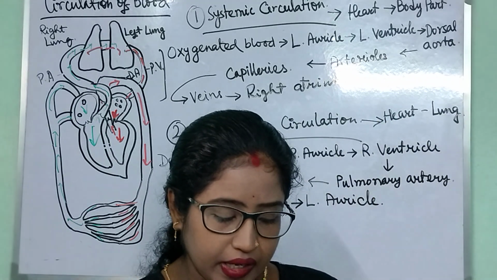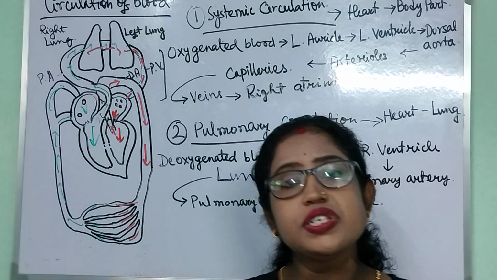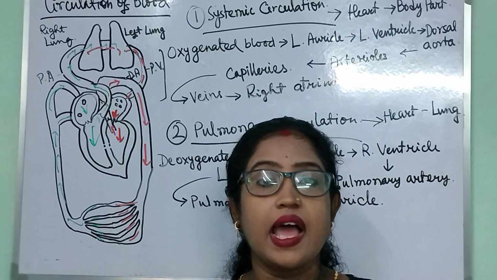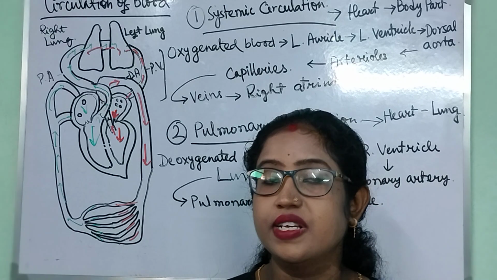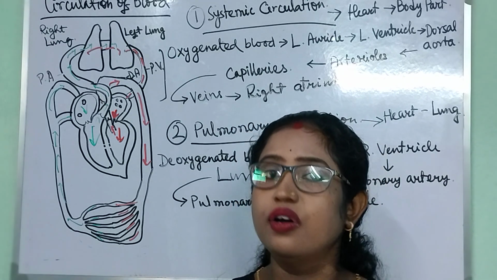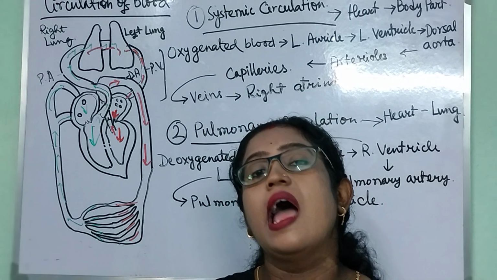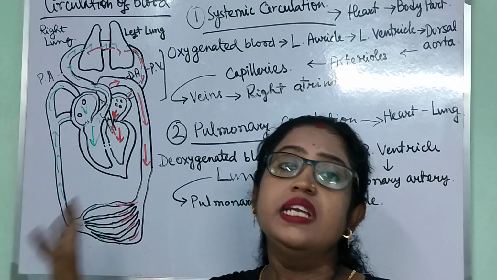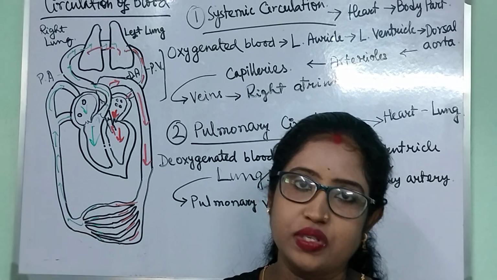So in vertebrates, in fishes there is a single circulation process. In amphibians and reptiles there is incomplete double circulation, as their heart is three chambered or has partially divided chambers. And in birds and mammals they exert a complete double circulation process.